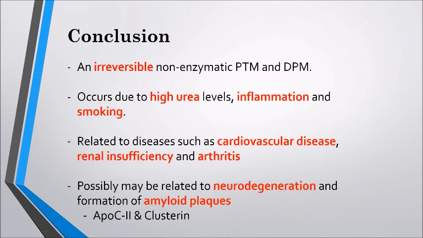In conclusion, carbamylation is an irreversible non-enzymatic PTM and DPM. Carbamylation occurs due to high levels of urea, activity of inflammation, and smoking. It is related to diseases such as cardiovascular disease, renal insufficiency, and arthritis. It may possibly be related to neurodegeneration and formation of amyloid plaques. Further investigation of the effects of carbamylation on ApoC2 and clusterin are required.